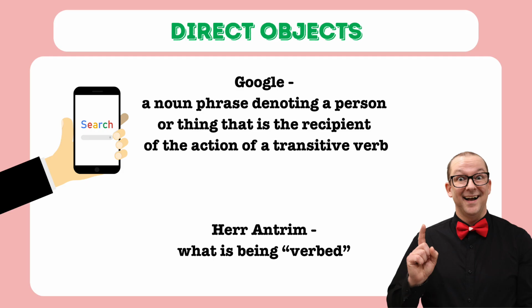However, there is a much simpler way of saying this. What is being verbed? If you verb something, that something is the direct object. If I buy something, that something is the direct object. If I throw something, that something is the direct object. If I hit something, that something is the direct object. You get the idea. Whatever is being verbed within that sentence, that thing is the direct object, and in German, that will be shown in the accusative case.